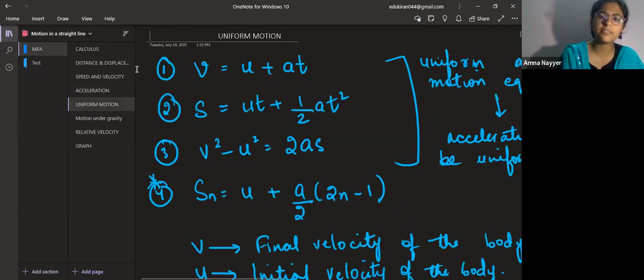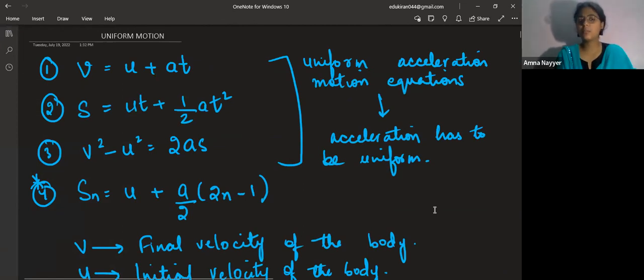These equations are very necessary for you to remember. v is equal to u plus at, s is equal to ut plus half at square, v square minus u square is equal to 2as. All these three equations along with this equation as well. Questions are asked from this equation as well. Sn is equal to u plus a by 2 times 2n minus 1. So this is the final displacement equation.